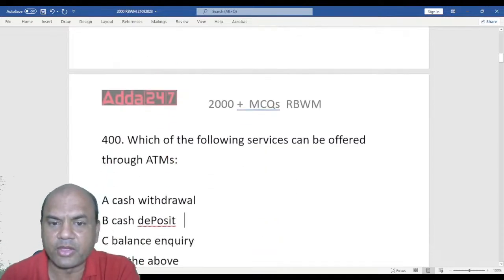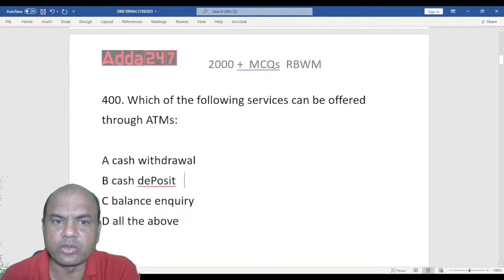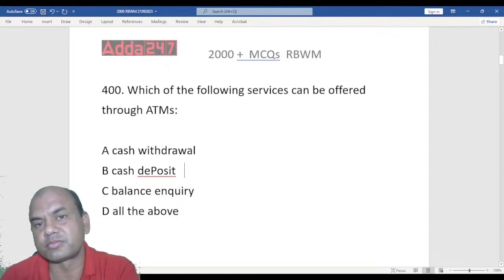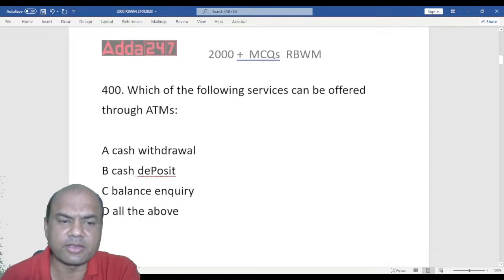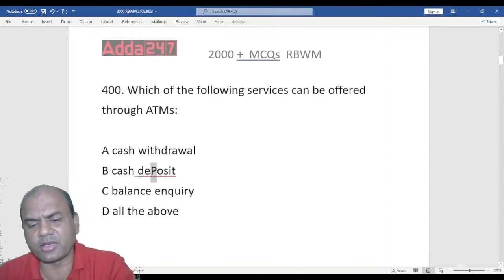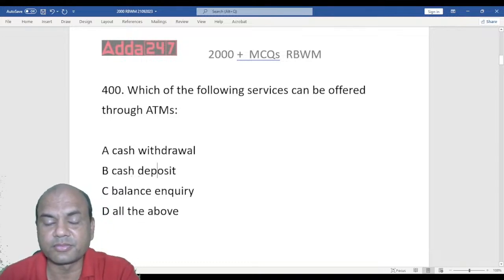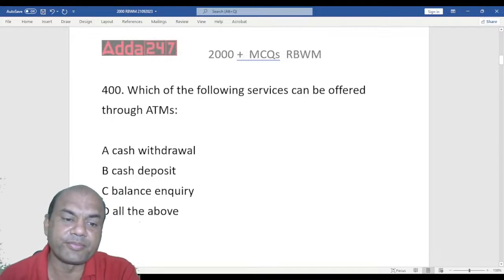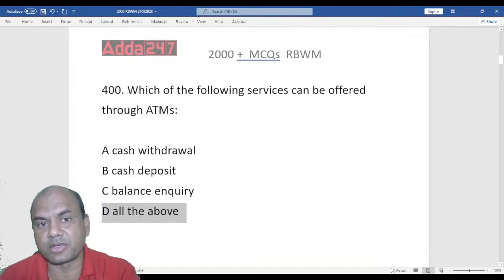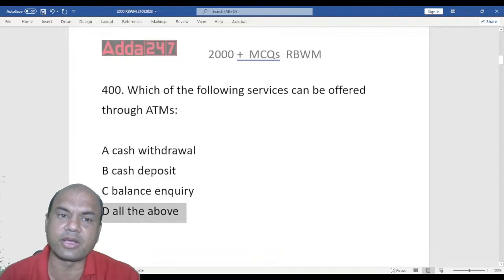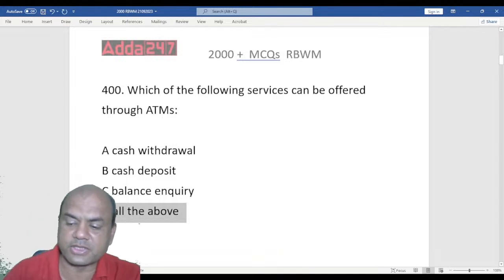Next one. Which of the following services can be offered through ATMs? Cash withdrawal, cash deposit, balance inquiry, all of the above. What do you think? Withdrawal, deposit is allowed in ATMs? How many of you have seen cash deposits in ATMs? Only withdrawals? Balance inquiry, it is there. So the answer will be all of the above. Even deposits are allowed. Not all banks give the deposit function in their ATMs, but some banks do.